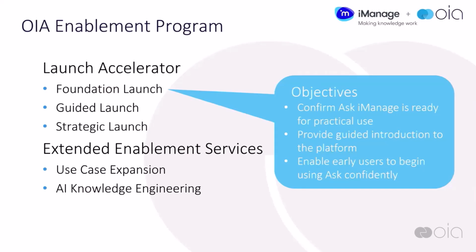So the objectives of our Launch Accelerator program is essentially to make sure that Ask iManage is up and ready so you can start using it. That includes things like enabling it, making sure it's acting on the content in your library and that sort of thing. We also provide a guided introduction to the platform, which might include some contextual training sessions, and we help your users to begin asking questions and using prompts, and we help you to measure the uptake across a 3-month period. So that's the objectives of that Launch Accelerator services program.